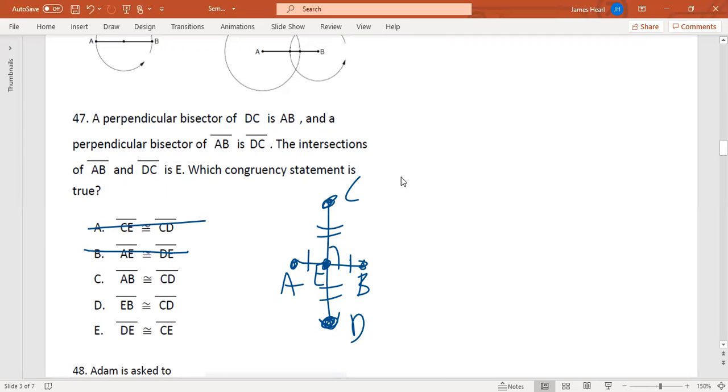AB matches CD. Same argument, just the entire segment instead of just the halves. EB matching CD, same problem, 2 different lines. The only one we can guarantee is true: D to E, the bottom portion, matches C to E, the top portion. That's what bisect means. It was cut in half. Answer has to be E.